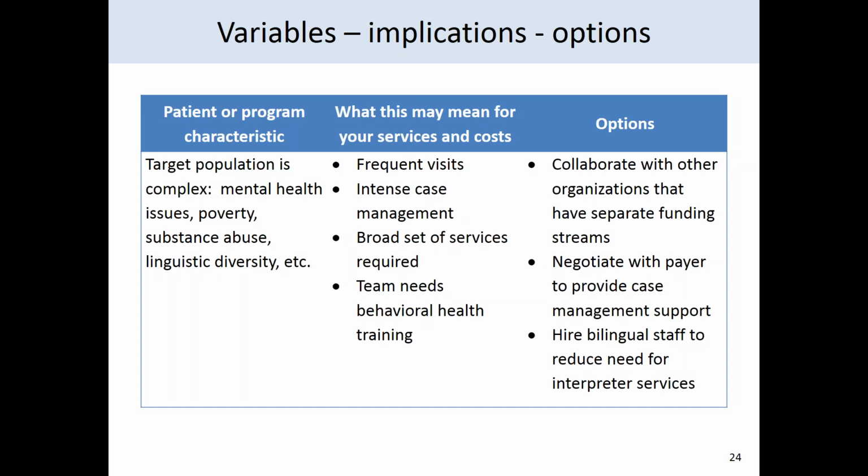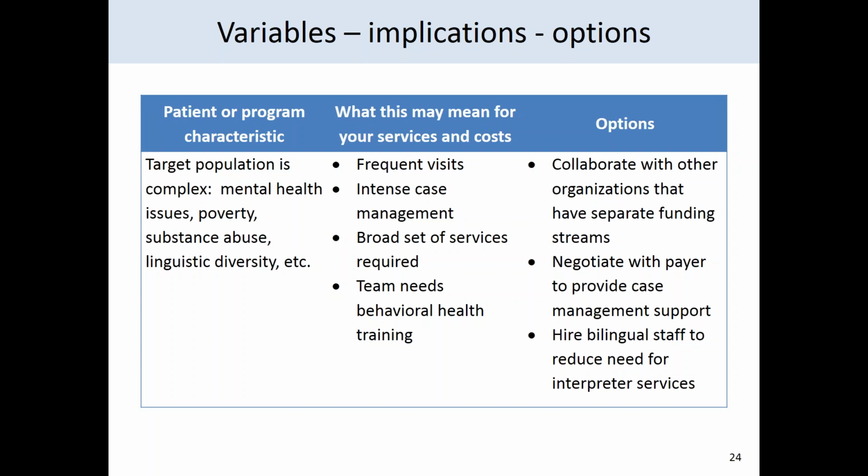There are going to be different demands on your staff in terms of which disciplines spend which amount of time, and also the competencies that your staff might need. So that complex population might mean that you're doing more frequent visits than you would otherwise expect. It might mean that intense case management is required. It might mean that there's a much broader set of services that this population requires to get the support they need so they can cope with now a very serious illness. And it may be that the team needs behavioral health training to help with managing some of these patients effectively.